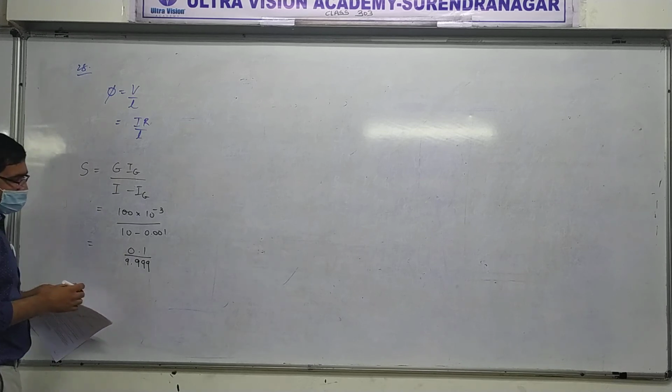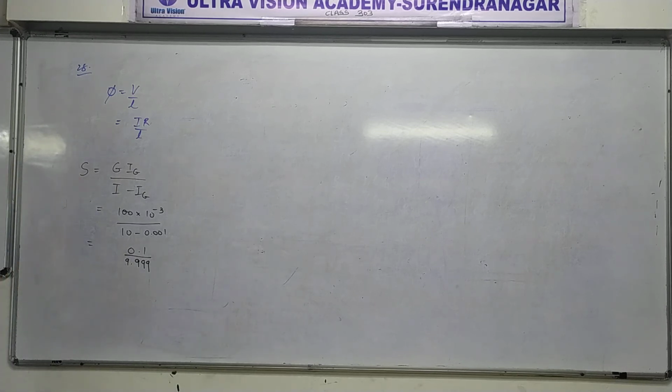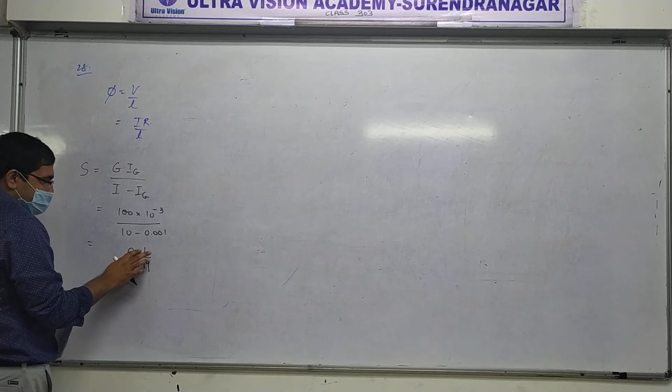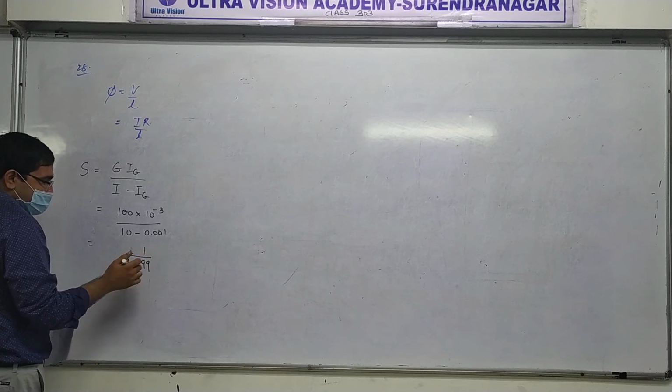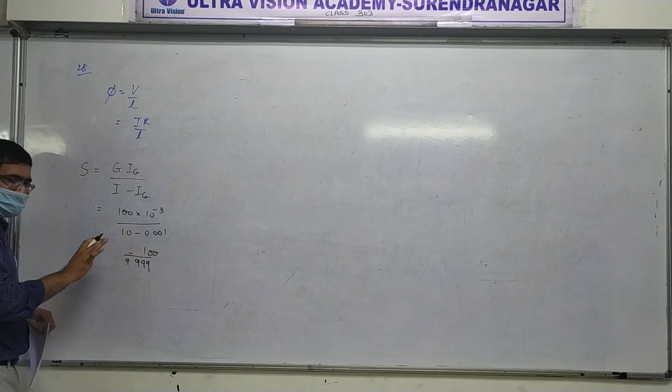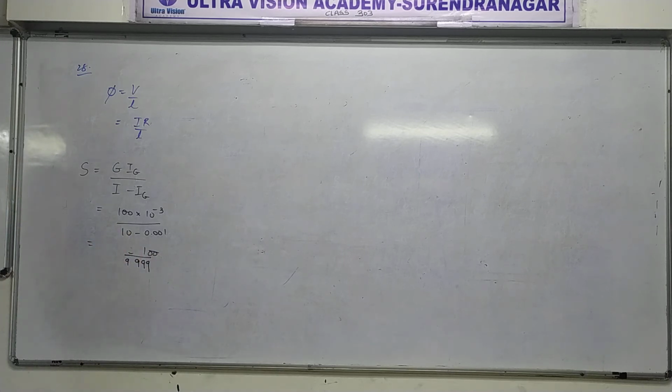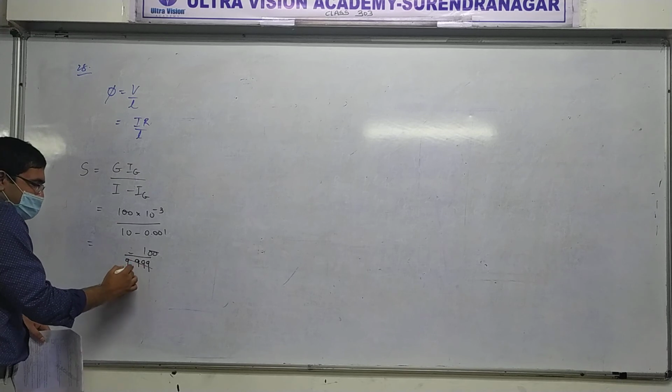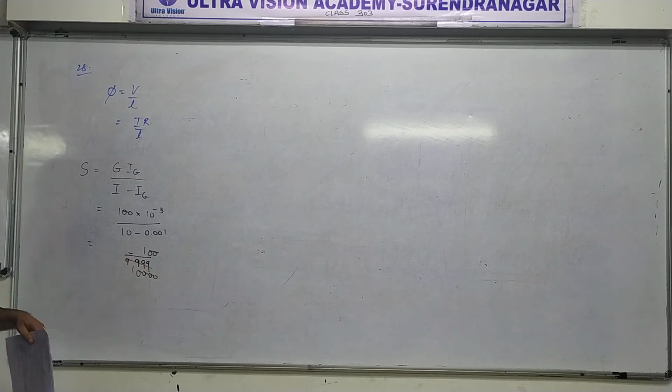Multiply this with 1000, so this is 100 upon 9999. Approximately, it's fine. This is same as 10000. Yes or no?